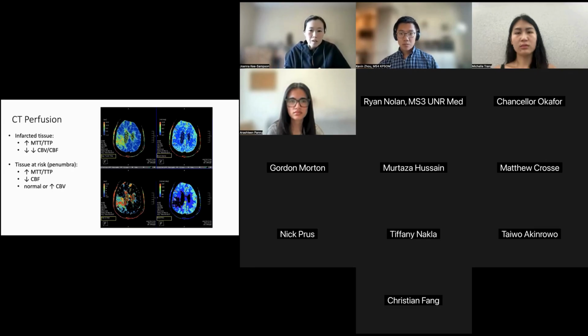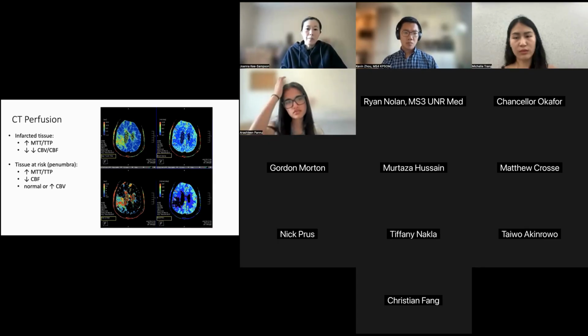So here's a patient's CT perfusion scan. This is a case of a right ICA occlusion. Tissue at risk, or what we call penumbra, is brain tissue that's not dead yet, but it's at risk of being infarcted because of the decreased blood flow to it from the clot. Infarcted tissue is brain tissue that's already died because of lack of blood flow.